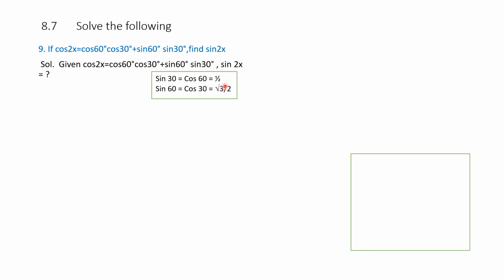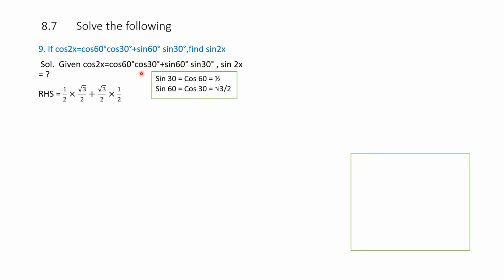We have to remember the standard values as sin 30 is equal to cos 60, that is equal to half, and sin 60 is equal to cos 30, that is equal to root 3 by 2. Apart from 60 and 30 angles, there is no other angle here. We have to remember these two values, sin 30 and sin 60, to solve the given problem. Therefore, we will substitute cos 60. Cos 60 is half, and then cos 30. Cos 30 is root 3 by 2.